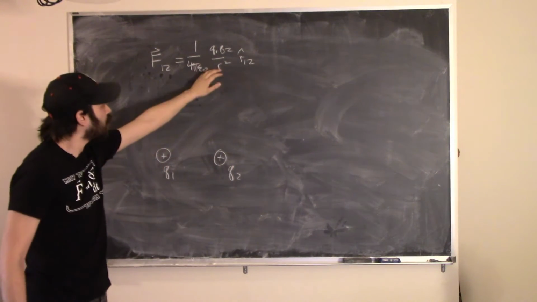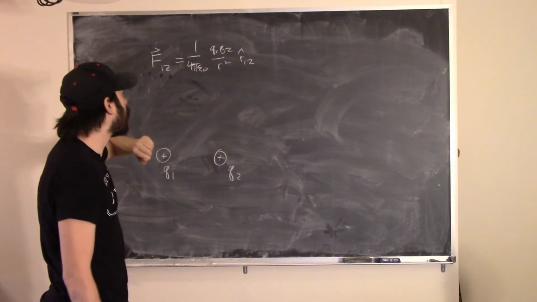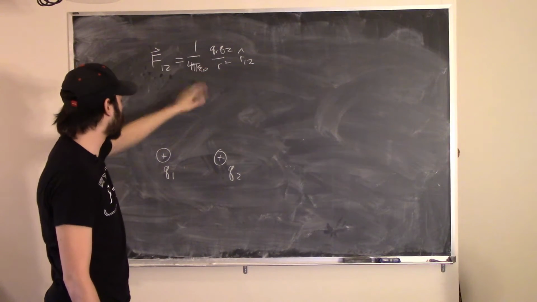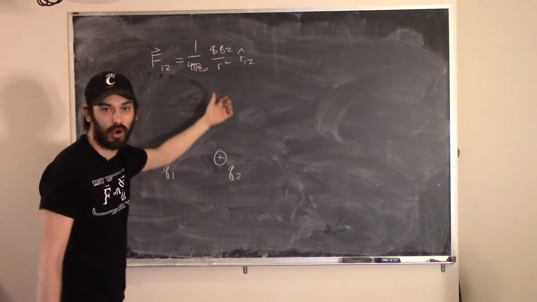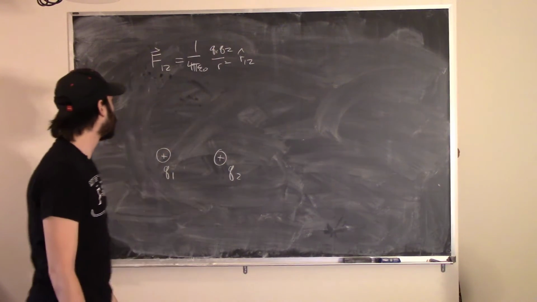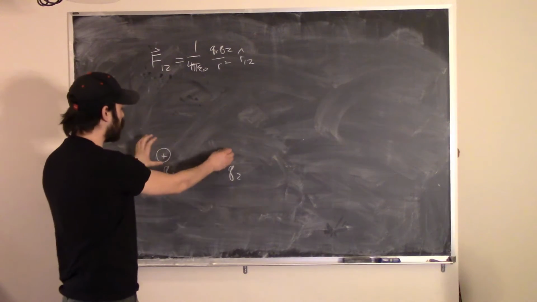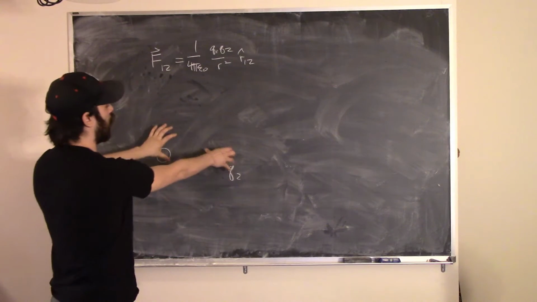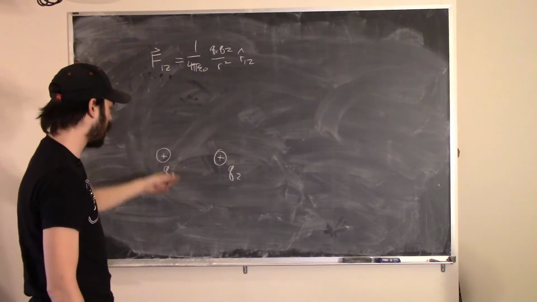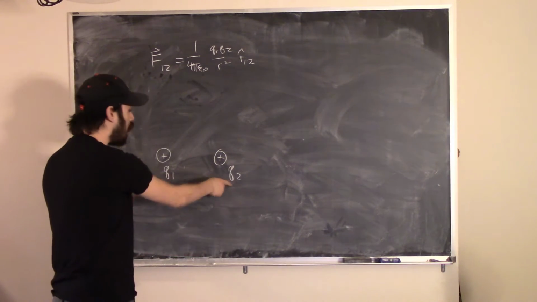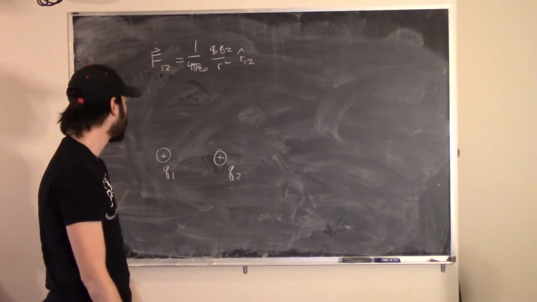Now, here we're getting to the more important part of the equation. This is the part that talks about how much charge I have, this Q1 and Q2. So the force between these two charges is going to be related to how much charge I have here. If Q1 is very large and Q2 is very large, I have a strong force between them. If these are small, there's going to be a small force between them.